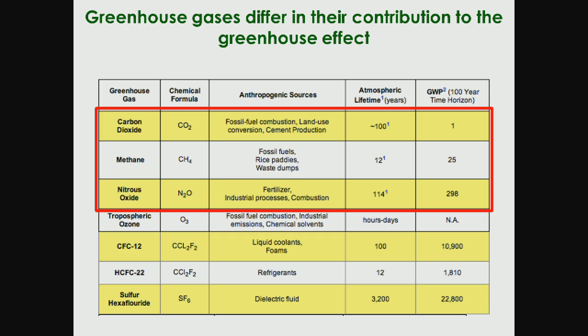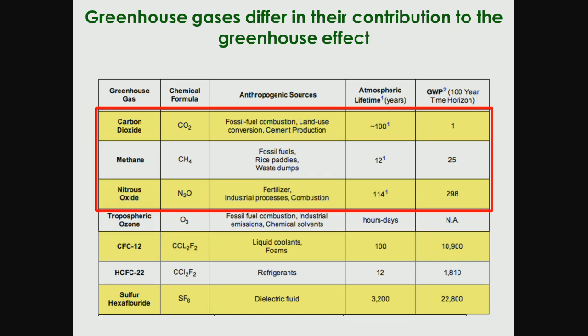So if we normalise carbon dioxide to a value of 1, so that we can compare these other gases, we find that methane is 25 times more active than carbon dioxide, while nitrous oxide is nearly 300 times more active than carbon dioxide. So although these other 2 gases are present at much lower abundance, they are much more damaging in the sense that they have much greater warming potential.